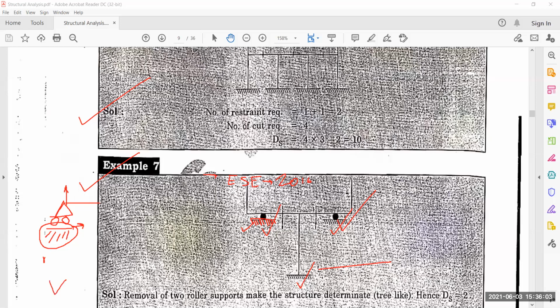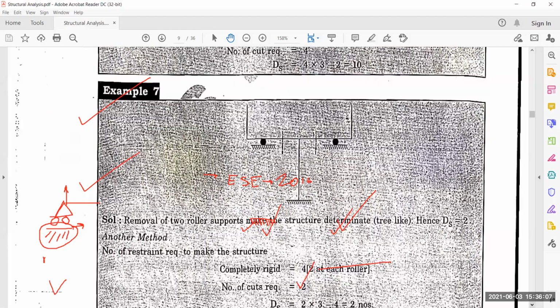Okay. Yes, sir. Okay. यस सर So I think, okay.